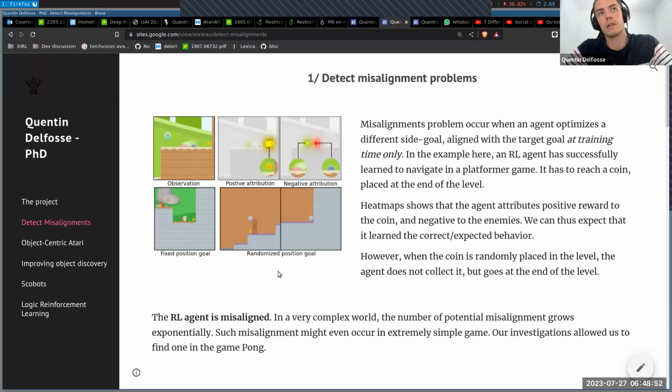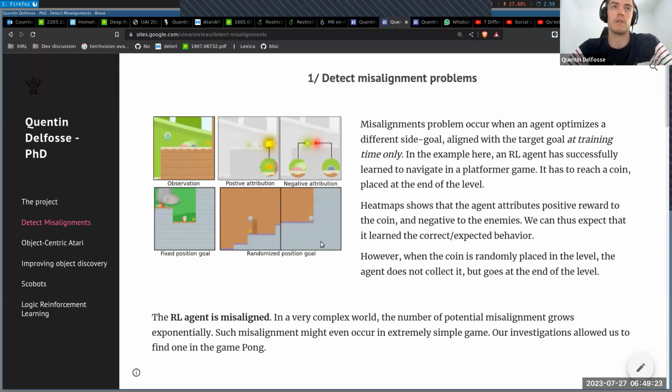The thing is that later on, it was discovered that if you randomize the position of the goal on agents that have learned through deep reinforcement learning, the agent actually doesn't catch the coin all the time. Sometimes it passes the coin and goes to the end of the level. The idea here is that you have a correlation, a misalignment possibility, because the coin is always placed at the end of the level. And for such an agent, it's easier to learn the behavior to go to the end of the level rather than running to the coin.